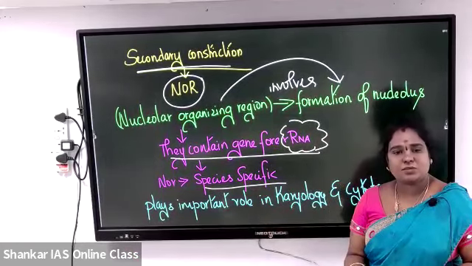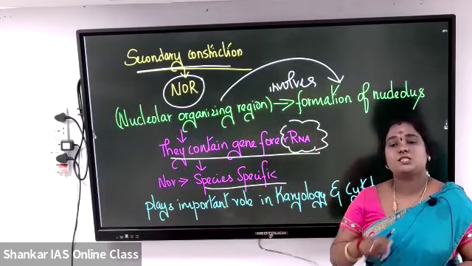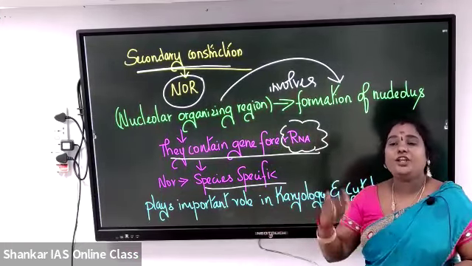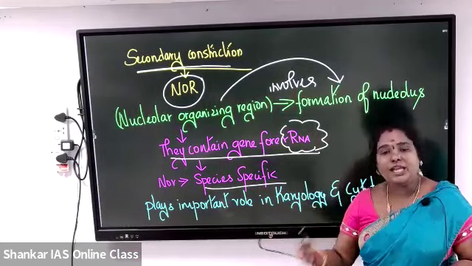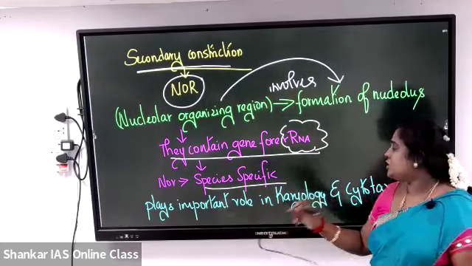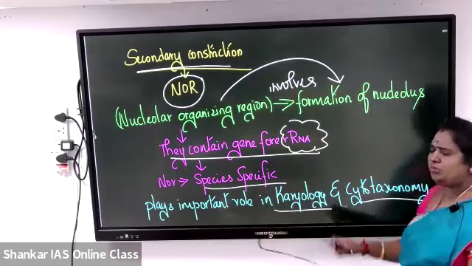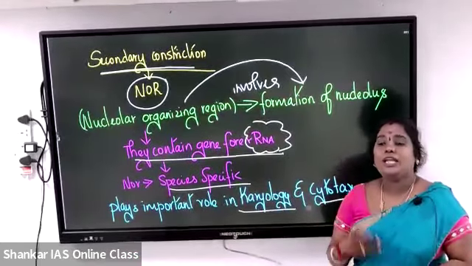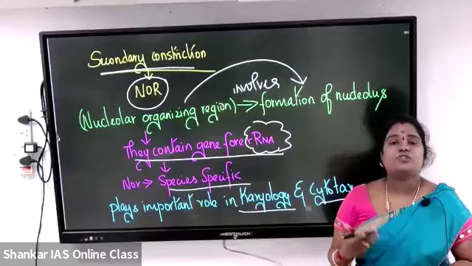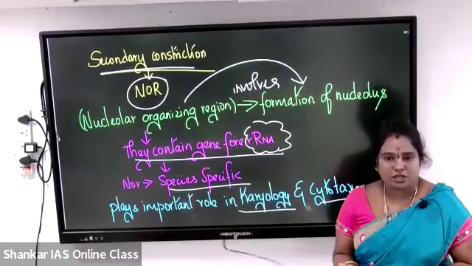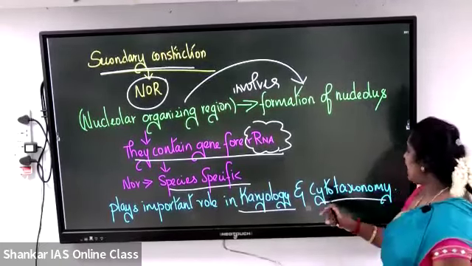What do you mean by species specific? Every species is very specific. For example, every organism will have a unique type of NOR. So it is used in the process of karyology or cytotaxonomy. What do you mean by karyology? Where you study in detail the structure of the nucleus. We call it karyology, the study of the nucleus.